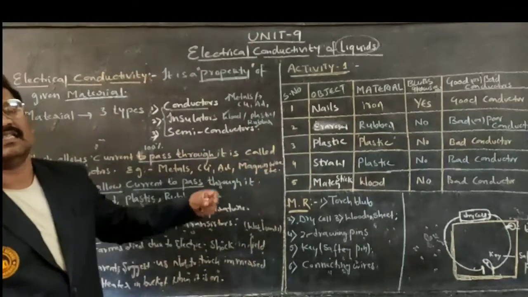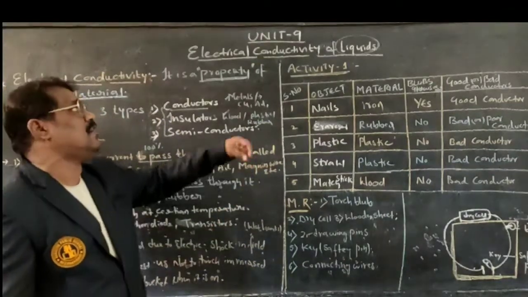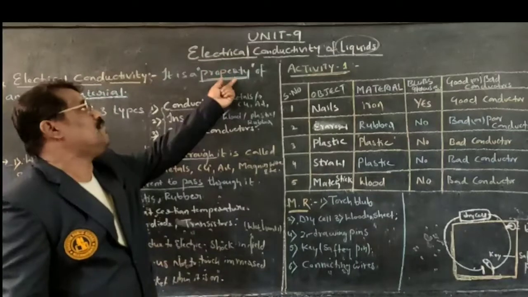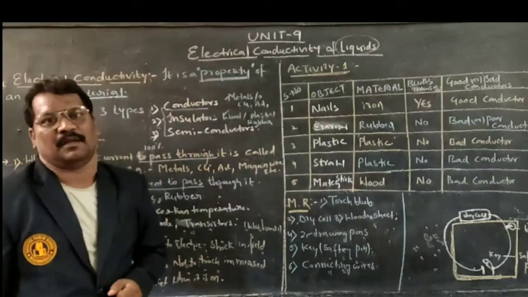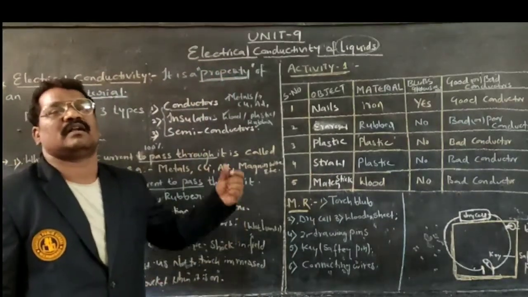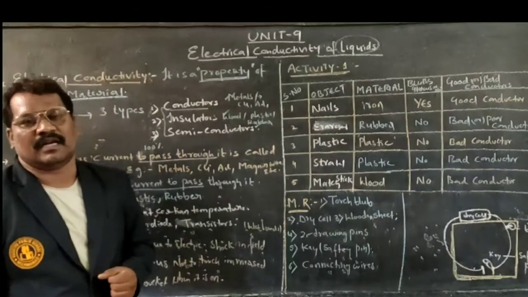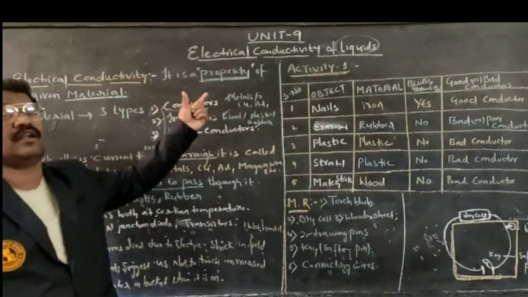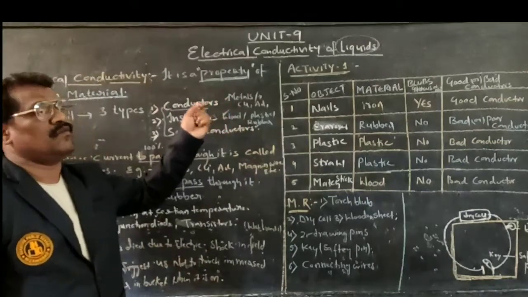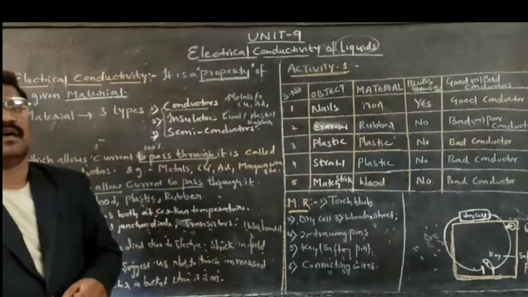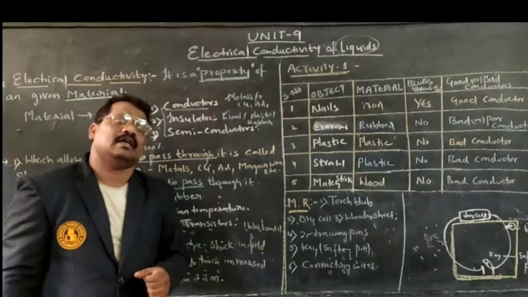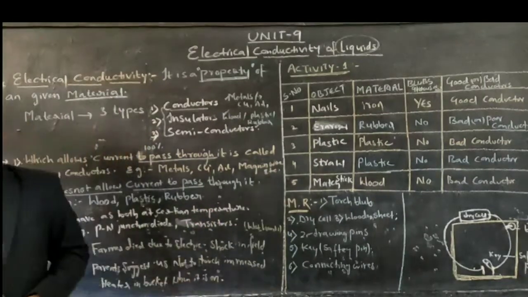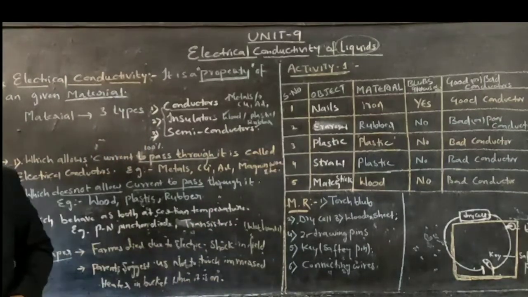So we can understand that this is a word of property, the electrical property of material. The electrical property of material can be studied there itself clearly. Water is also a good conductor of electricity, as it consists of some minerals. Pure water is not a good conductor of electricity, but water which consists of some minerals is a good conductor of electricity.